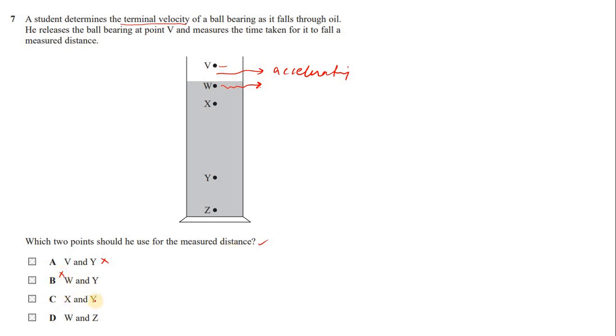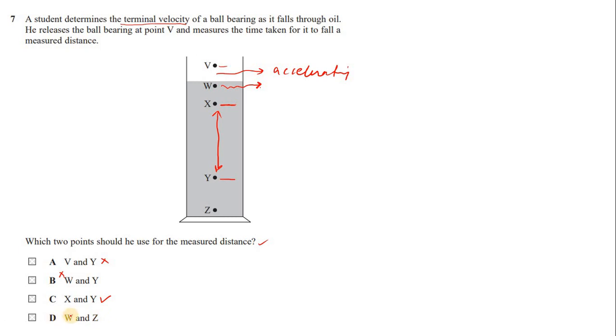X and Y. Yes, X and Y is the best option in this case because after W, drag starts increasing, and it is possible that at X, drag balances the other forces. So at that moment, all the forces are balanced. So X and Y are the possible and the best option to measure the time taken. So X and Y are the option.